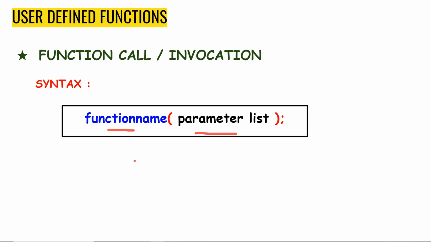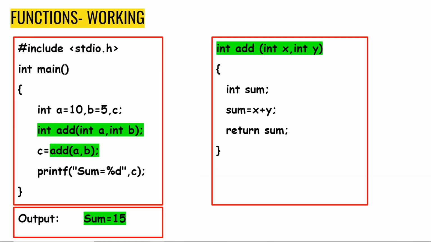Say for example, add x comma y. So here add is the function name and x and y are the parameters that need to be passed. The function call should be terminated by a semicolon. We have four types of prototype for defining a function. Let us see an example for function with return type and with parameter.